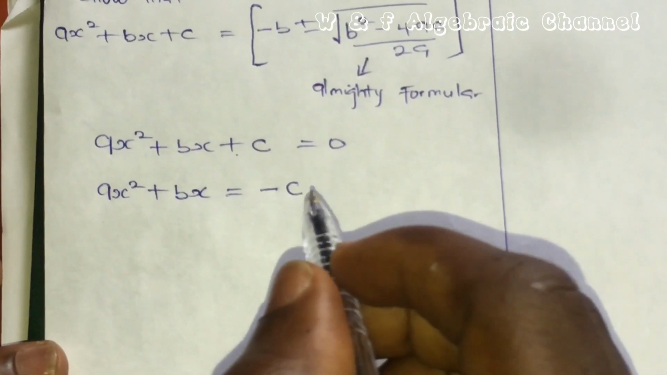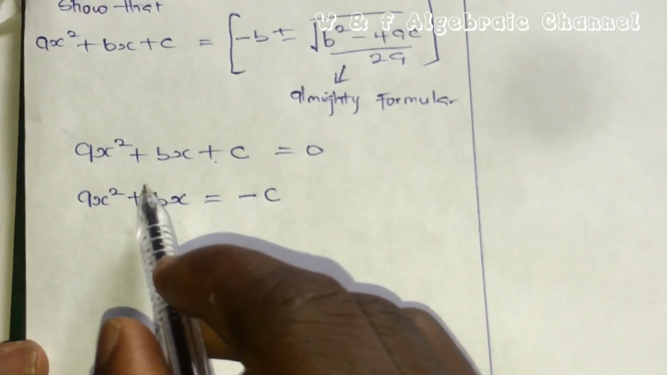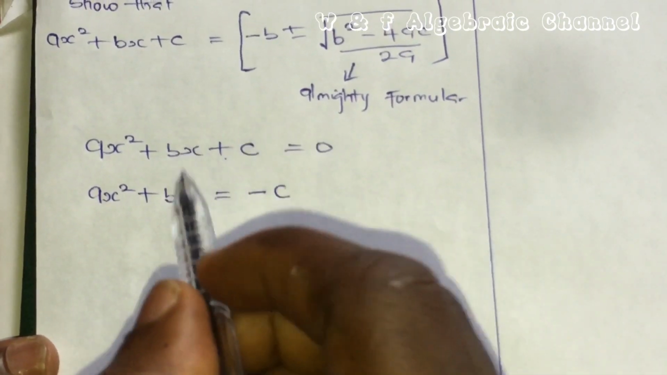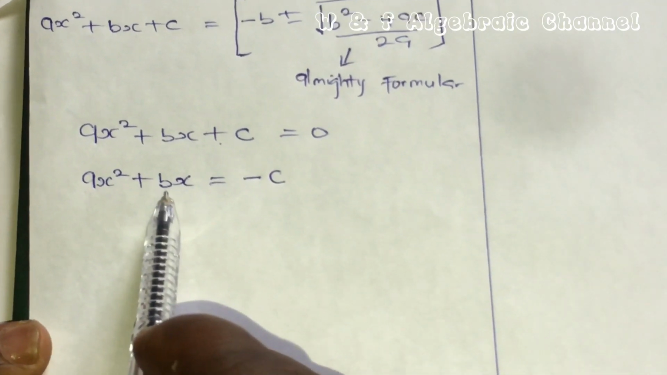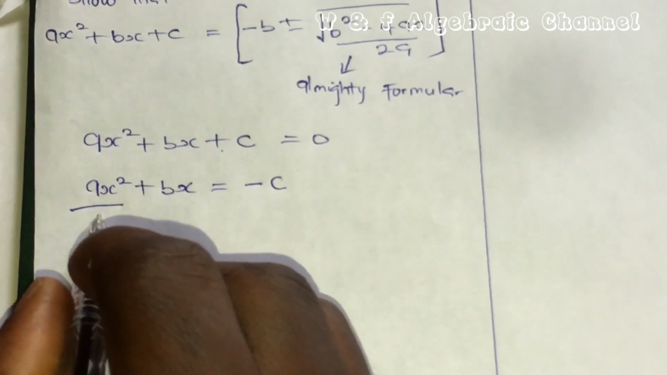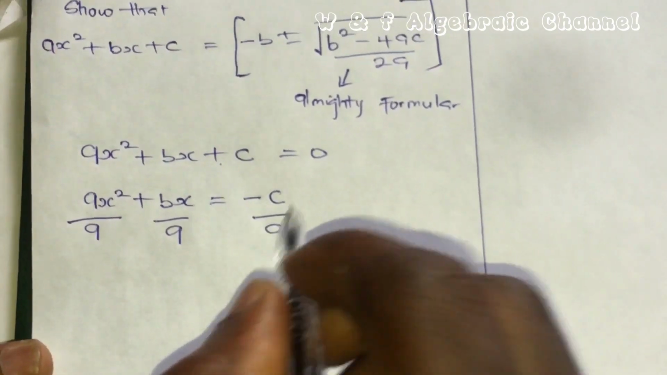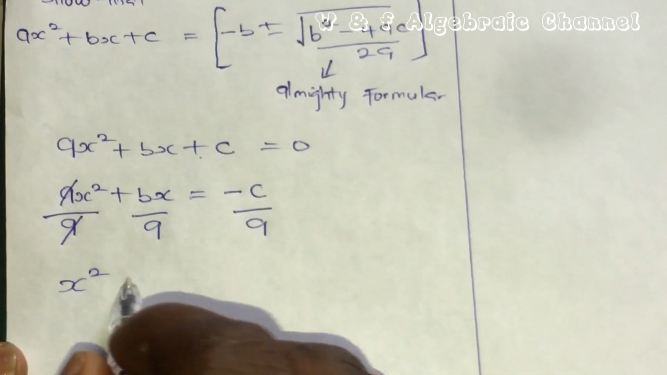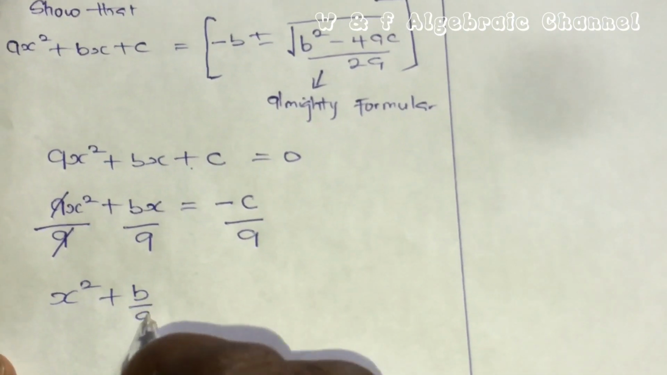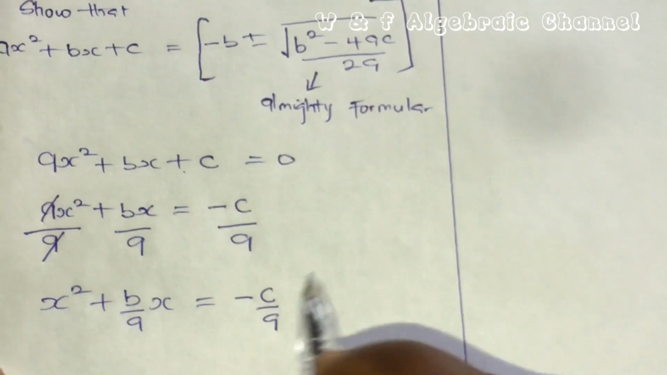Now we are going to divide all through by the coefficient of x squared, and the coefficient of x squared is a, the coefficient of x is b. So this will go out, this will cancel. We'll be left with x squared plus b all over a x equals minus c all over a.